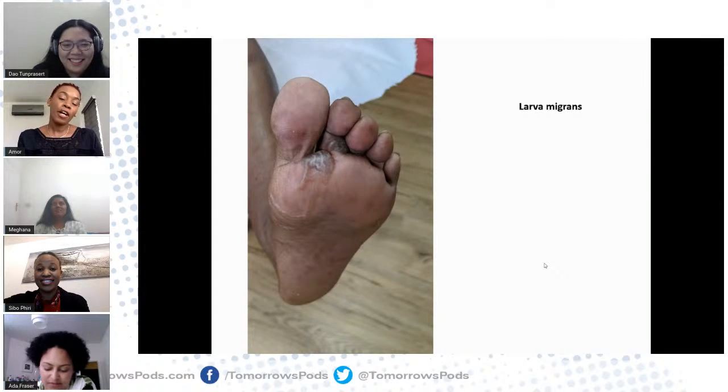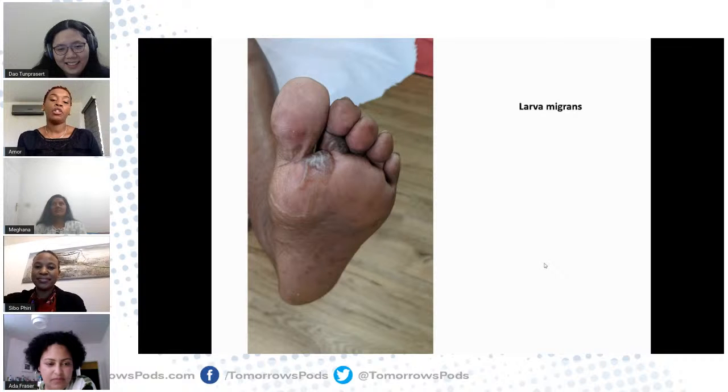But yeah, I referred her on to dermatology, and that's important, knowing when to refer. We are foot specialists, but sometimes we do need to refer because she needed to go on oral medication to treat this condition.